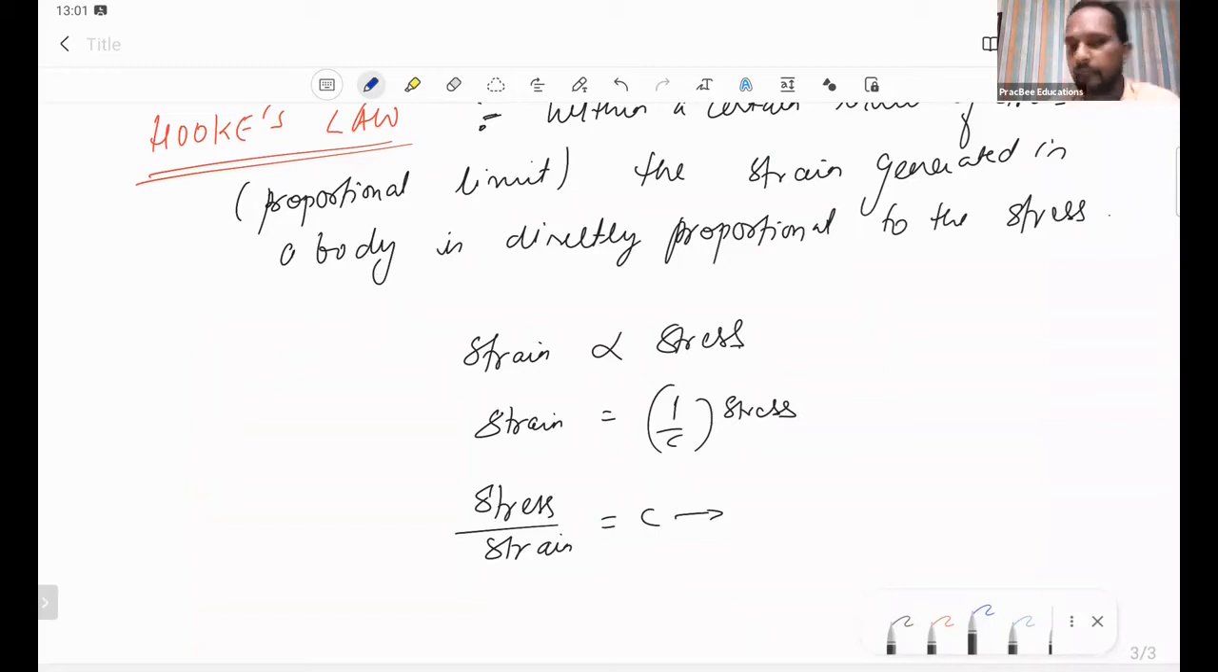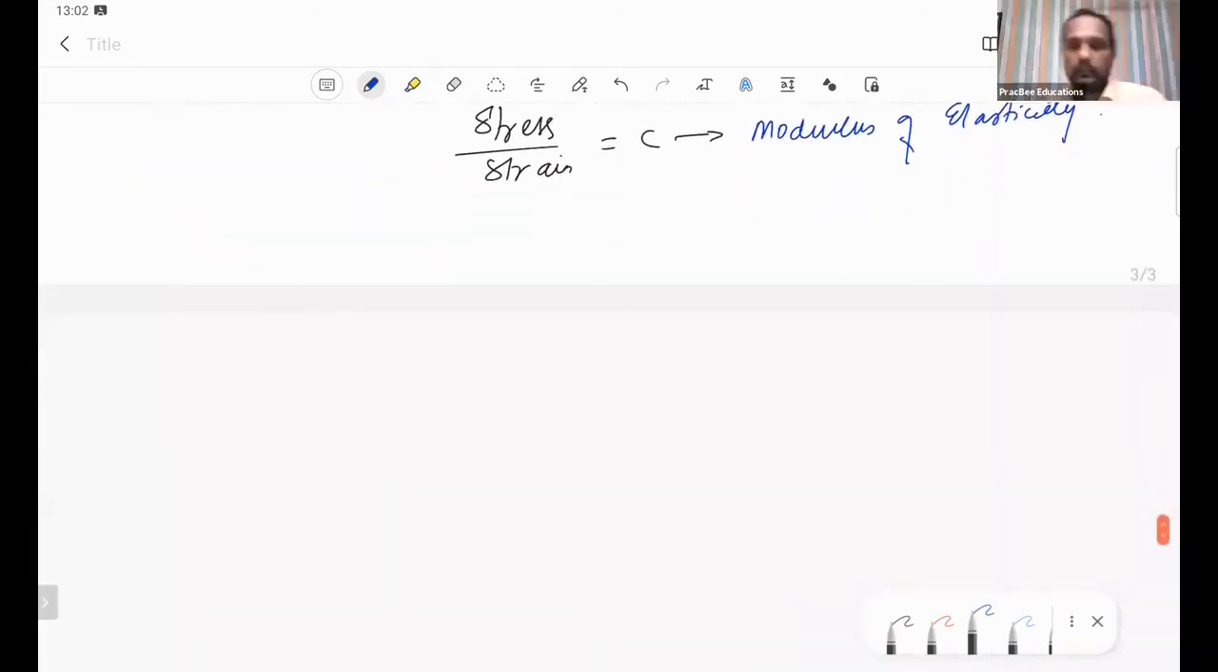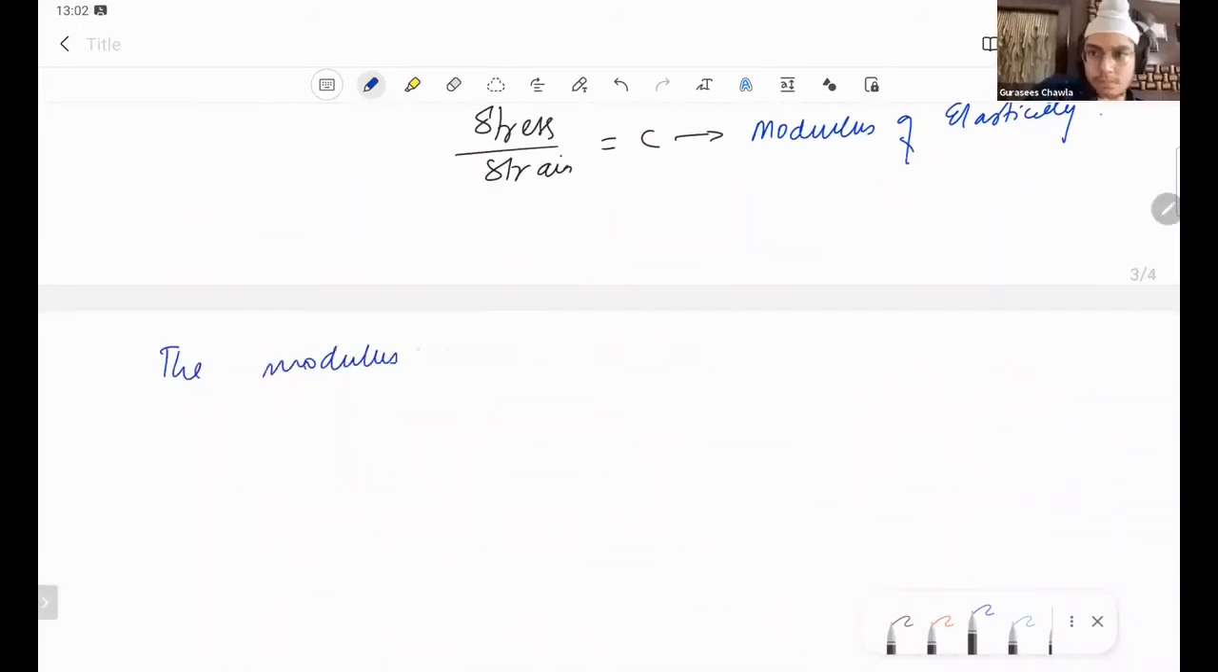Steel है या wood है. And this C constant, this is called modulus of elasticity. ये जो ratio होता है stress upon strain, this is modulus of elasticity कहलाता है. Now coming to the modulus of elasticity. The modulus of elasticity is of 3 types.